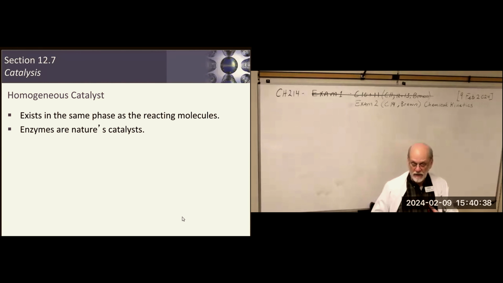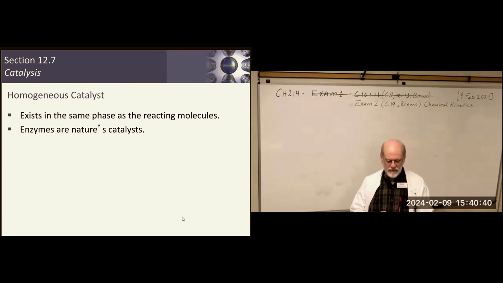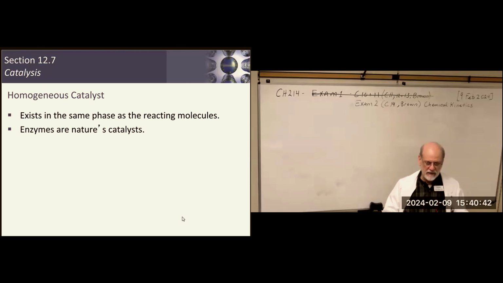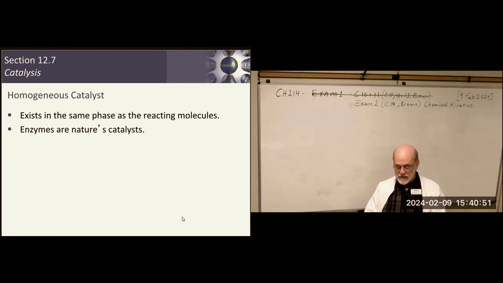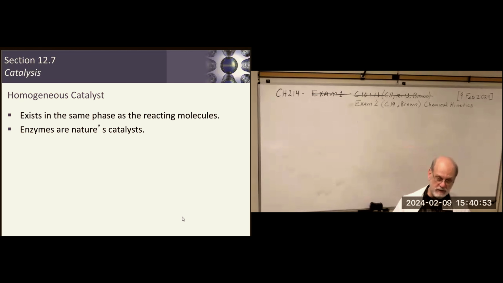Enzymes in your body are catalysts. They're very special types of catalysts. Most of the reactions in a cell are catalyzed for two reasons. First of all, under natural conditions, they would proceed too slowly. They wouldn't support life. But the other reason is that you want control. And enzymes are very special catalysts that exercise control.